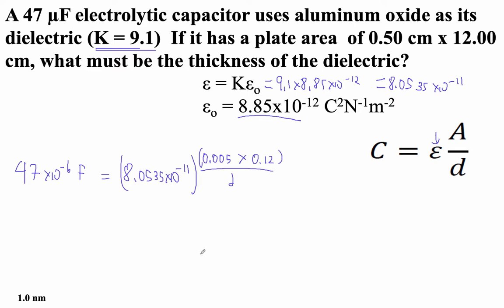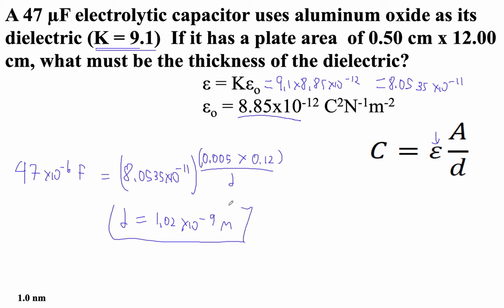All right. So I'm going to go that number here, times 0.005 times 0.12. And then I'm going to divide by this number here, 47 e minus 6. That should be D. I'm getting that D is 1.02 times 10 to the minus 9th meters.